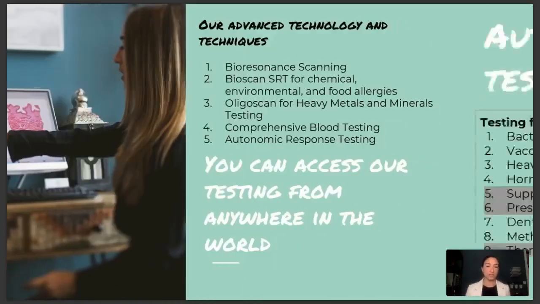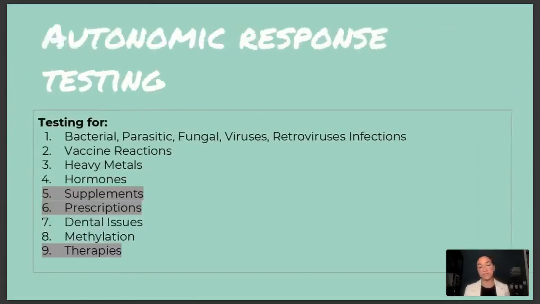And one of the other tests that we do is called the autonomic response testing. I know I've referenced that a few times, but this tests for a lot of different things. One of the things that I personally feel sets us apart from a lot of other practices is that if you have Crohn's or if you have indigestion, I could easily just give you a cookie cutter protocol for Crohn's or for indigestion.